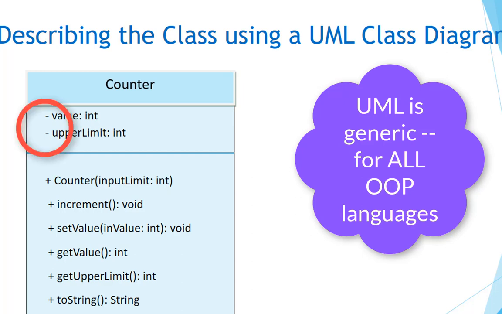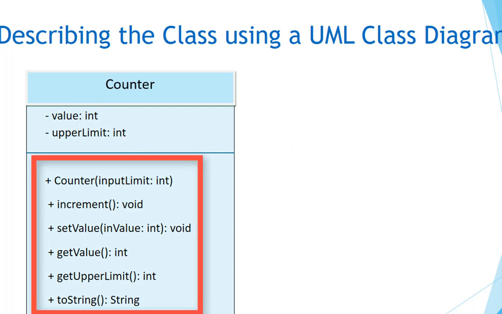The minus signs in front of value and upper limit indicate they're private. After their names, we see the colons and their data type. The lower section describes the methods. We see the counter constructor that will have one input. That's for the limit. The increment method with a plus sign is also a public method. Its return type is void, and it has no inputs.